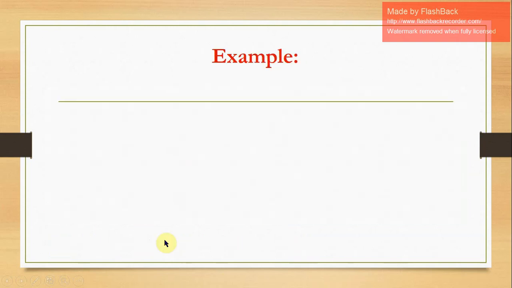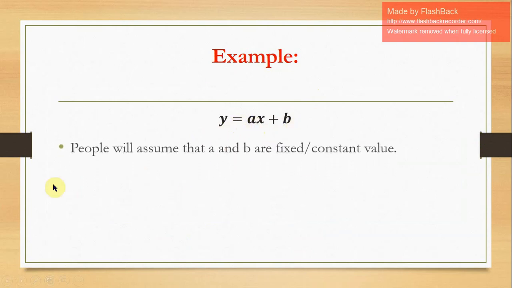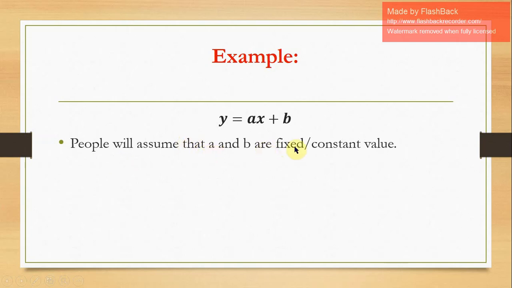So, let's have an example for that. Suppose we have a sentence or equality. You can know it as an equality or equation, or we can call this a mathematical sentence. Suppose we have y is equal to ax plus b. So, people will assume that a and b are fixed or constant values. Ito, a and b are constant values. This is a linear equation with two variables.